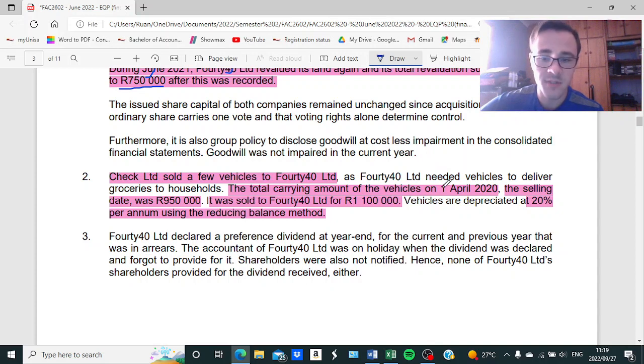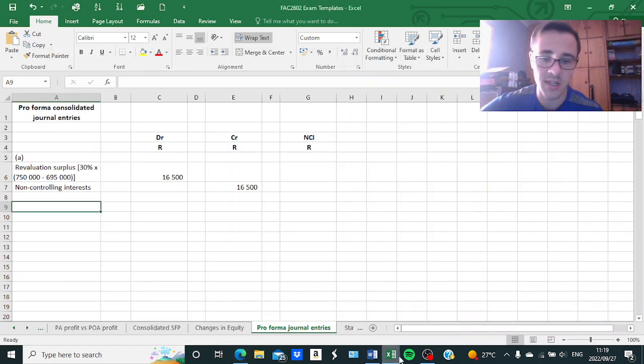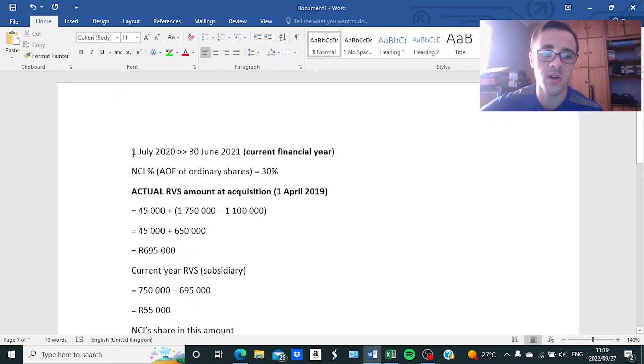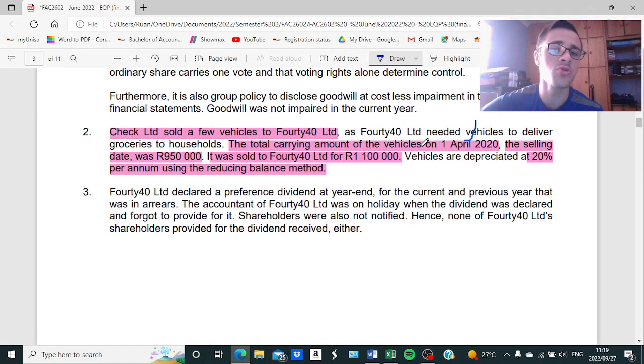So the date of sale is the 1st of April 2020. And if we look at our current financial year, it starts on the 1st of July 2020. So these vehicles were sold intra-group, because they were sold by the parent to the subsidiary. This date falls in the previous financial year. So therefore, we will make use of retained earnings in order to eliminate the unrealized profit.